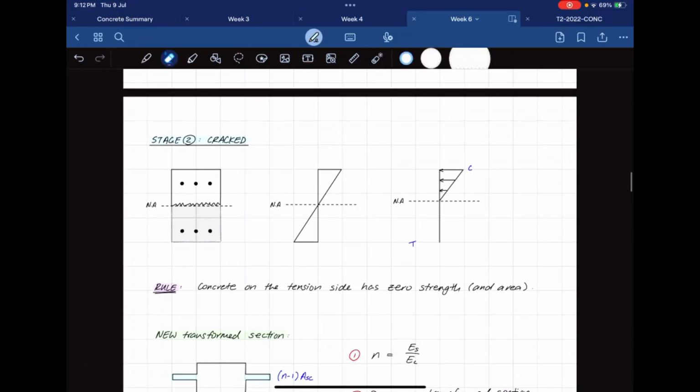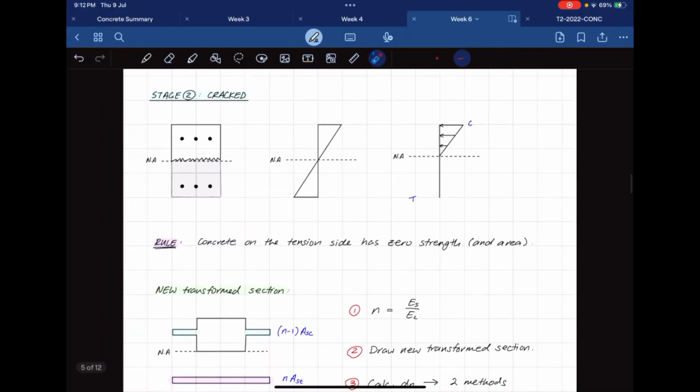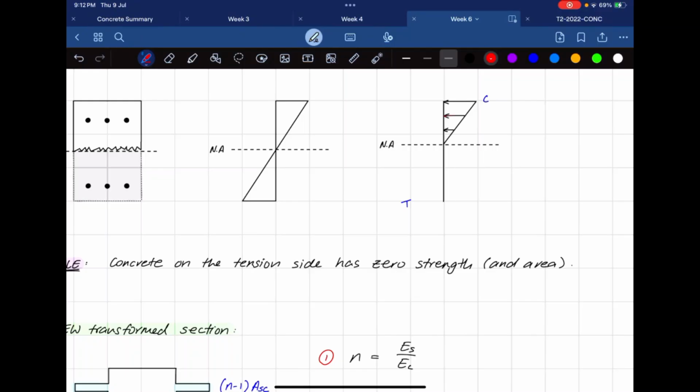Okay, the second stage is where it cracks. The important rule that I talked about briefly is the concrete on the tension side has 0 strength in area, so it provides 0 strength to the overall thing. The only thing that provides tensile strength is going to be your steel, right? So if I'm thinking about how the forces are acting from the stress diagram, I've got the stress from the concrete, the reinforcing bars that contribute to compressive strength, and we've also got the tensile strength from the bars.